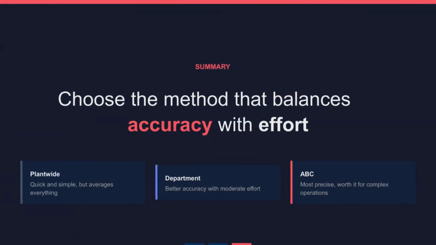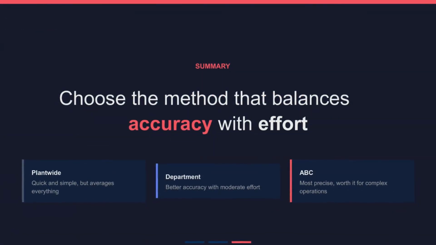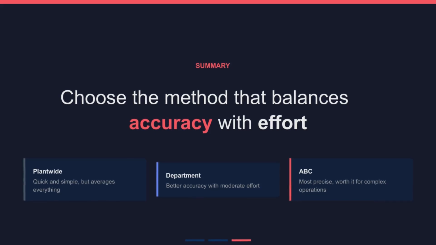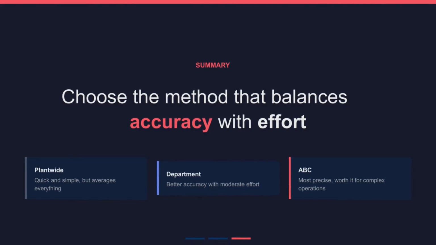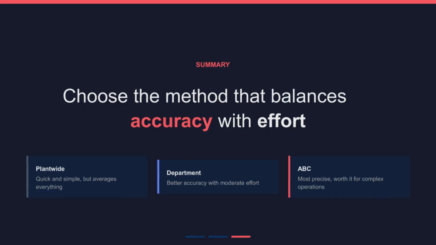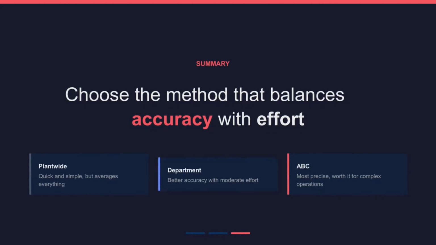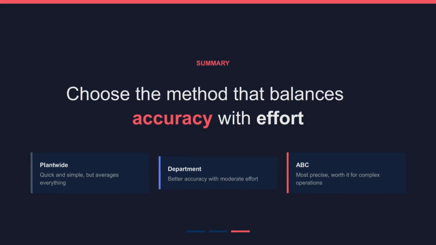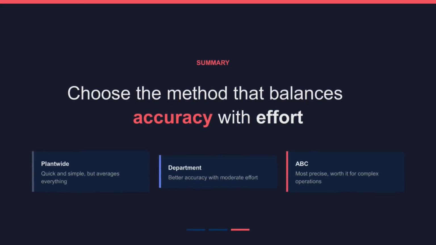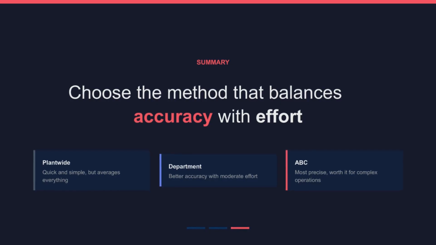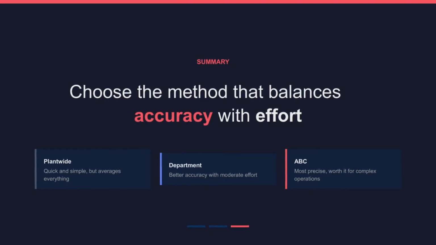Summarizing our journey, choose a costing method that balances accuracy with effort. Plant-wide is quick, departmental offers moderate refinement, and ABC delivers precision for complex operations. This summary underscores that method selection directly impacts cost clarity and operational efficiency, strengthening your well-informed financial choices.